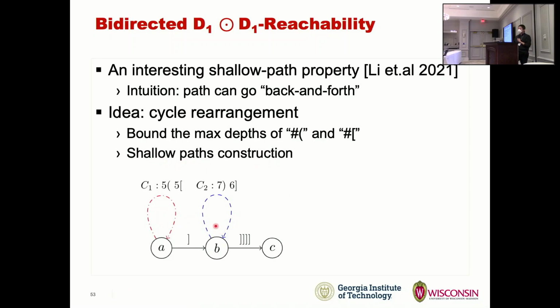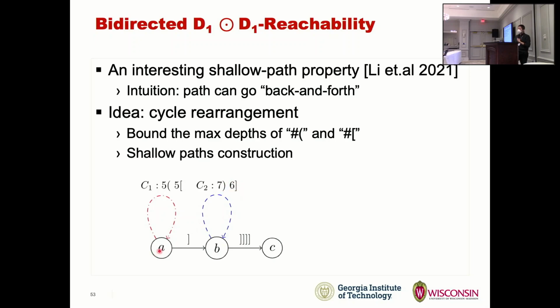So let's take a look at this example. In this example, we have a graph with 3 nodes and several edges, and it contains 2 cycles. The first cycle contains 5 open parentheses and 5 open brackets. The second cycle contains 7 closed parentheses and 6 closed brackets.